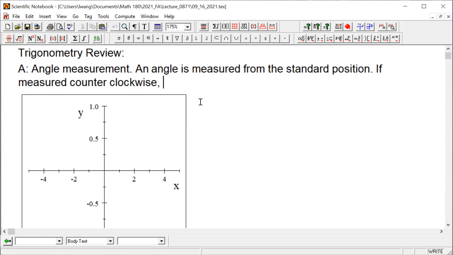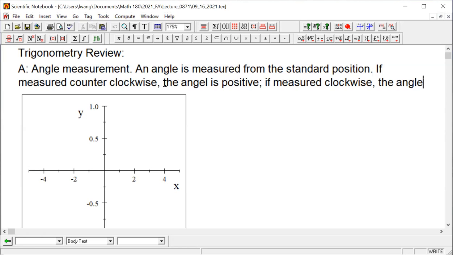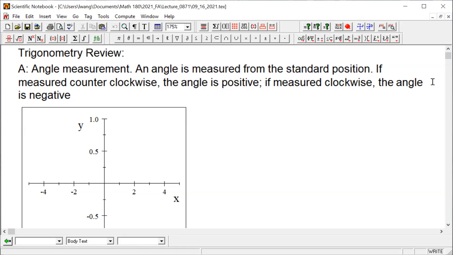So if measured counterclockwise, the angle is positive. If measured clockwise, the angle is negative. So that's A. A is about angle measurement.